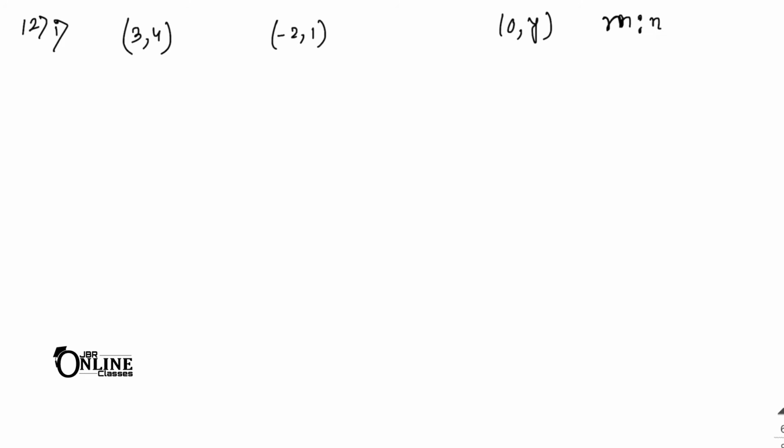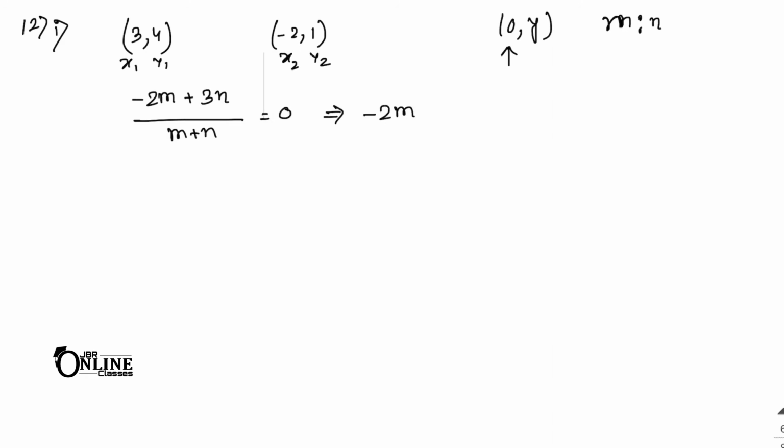So that means here the first one, so as here the first point or the first coordinate is 0, so that means here you know the formula for m is to n, it will be mx2. That means here minus 2m, because if this one x2, this one x1, y1. So minus 2m plus 3n divided by m plus n, that equal to 0. And from this equation you can easily find out the value of m is to n.